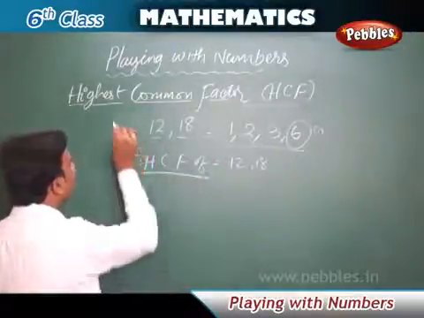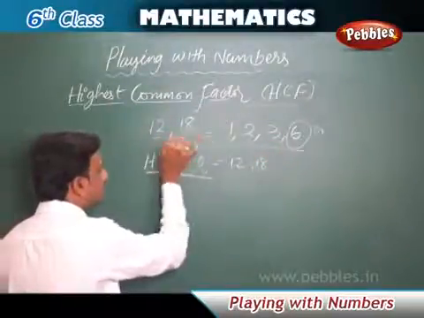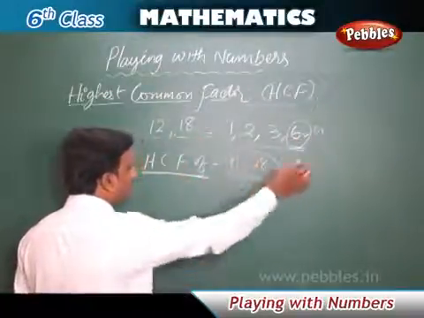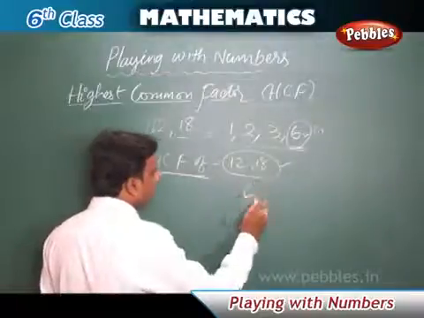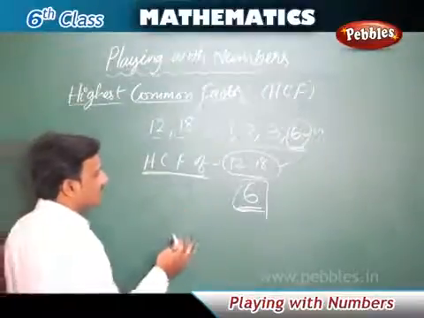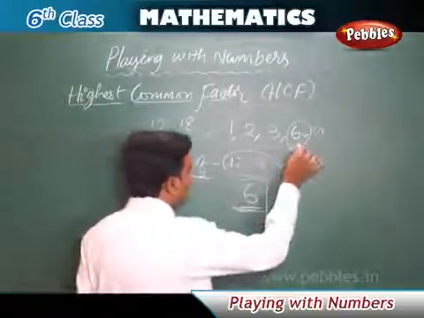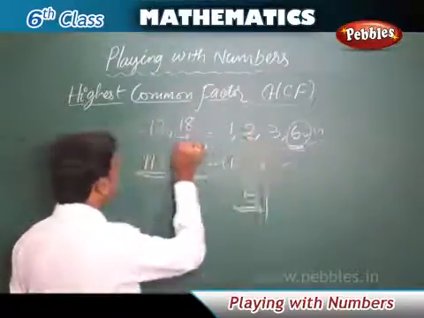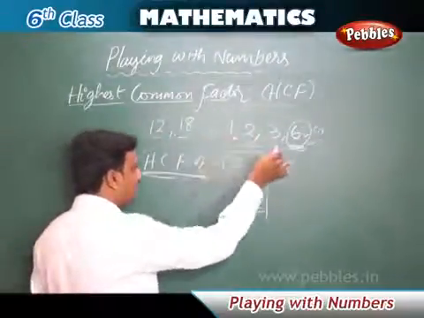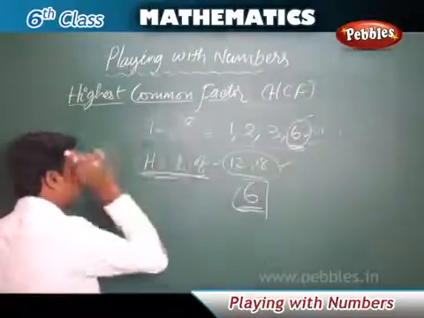What is this HCF? Highest common factor. Among the common factors of the given numbers, the highest number is called the HCF of 12 and 18. So the HCF of 12 and 18 is 6. From this example, we understand that HCF is the highest common factor of the given numbers. Among the factors of these two numbers, the greatest number is the HCF.